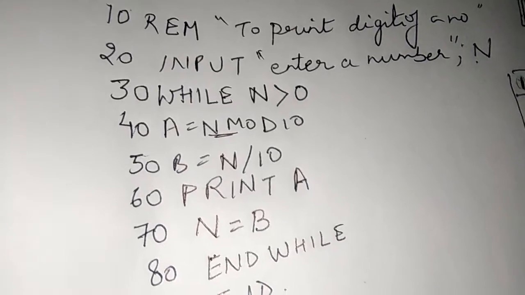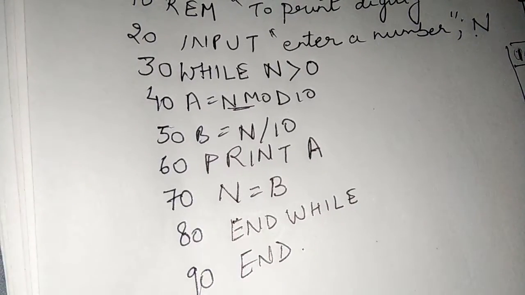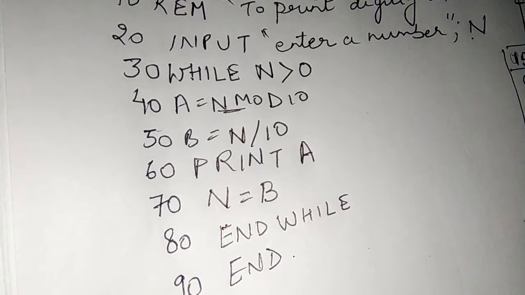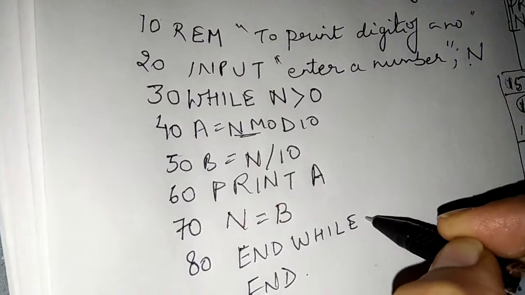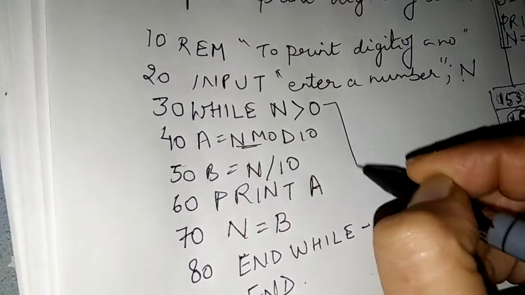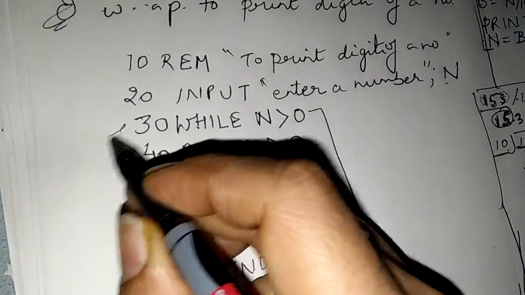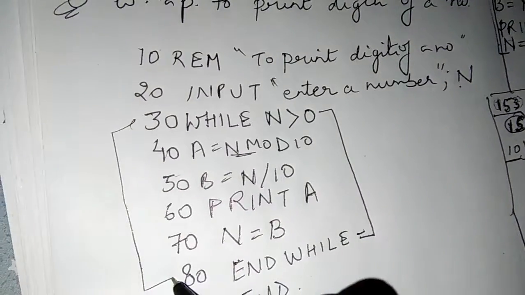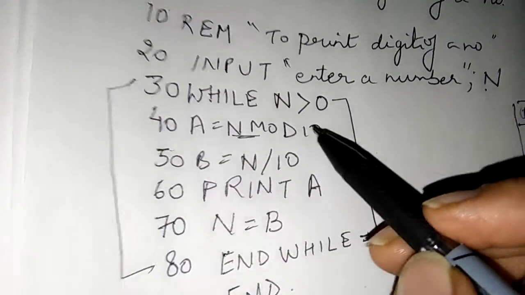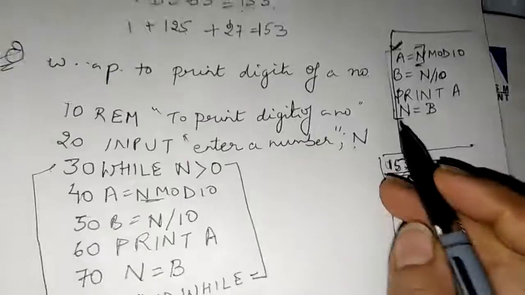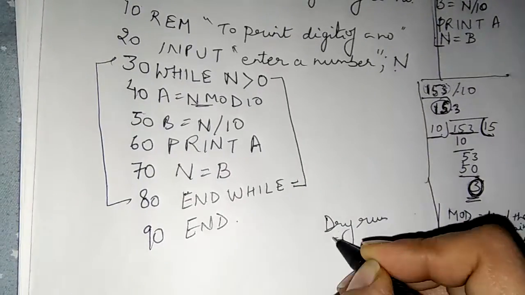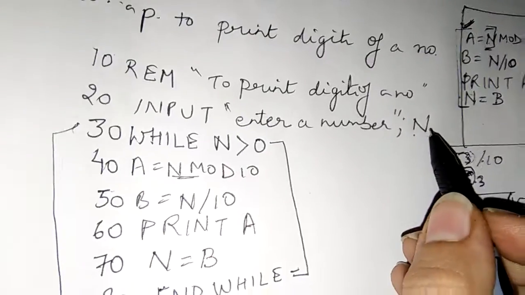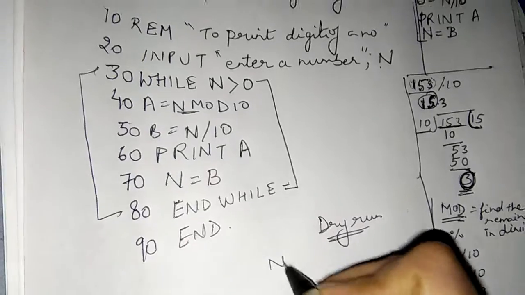Now how will it work? I'm just writing the end of the loop. This means all these things are in a loop. So what will happen to this program? Suppose n is, I'm doing the dry run here. This number is suppose 153.